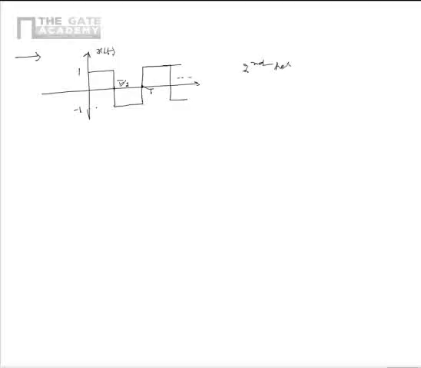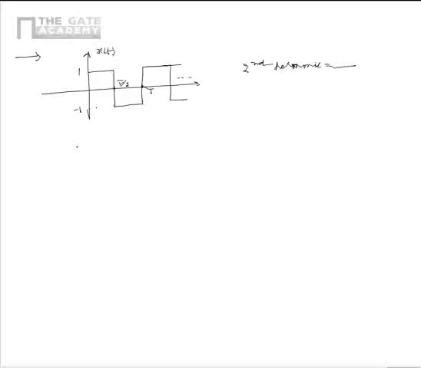Now let us consider another problem, as per which there is a periodic waveform shown in the figure. The periodic waveform x of t is a square waveform, which is 1 in the range of 0 to T by 2 and minus 1 in the range of T by 2 to T. Please note that x of t has a period of capital T. Now we have to find the second harmonic content in the waveform.